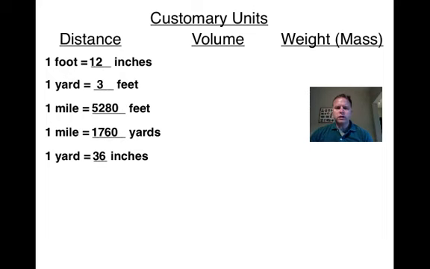Okay, we're continuing with Chapter 5, Section 5, units of volume and mass. Just a quick review for those of you that forgot from yesterday. Talking about distance, remember 1 foot equals 12 inches, 1 yard equals 3 feet, 1 mile equals 5,280 feet. 1 mile is therefore equivalent to 1,760 yards, and 1 yard is 36 inches.